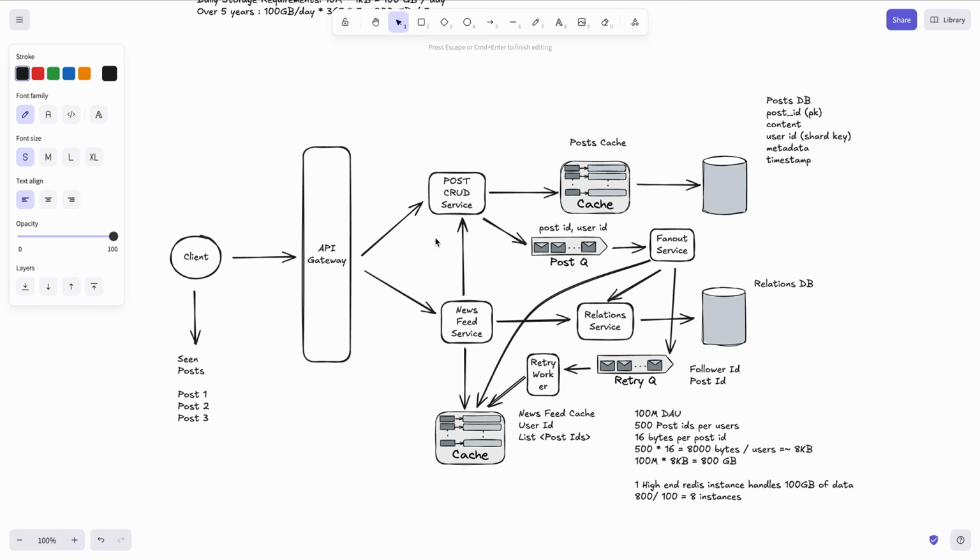And with that, we have covered the complete system design for a newsfeed, from our initial requirements to a scalable, low latency and highly reliable architecture.